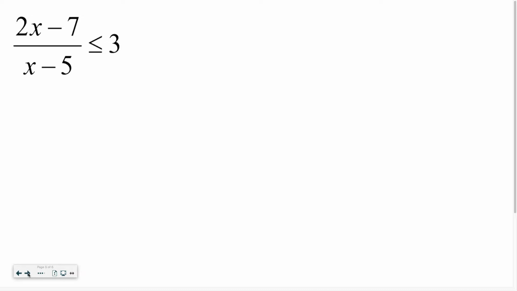Now some of you are getting really excited because you're ready to find the zeros and the vertical asymptote. However, what is the problem? Oh, we're not compared to 0. That is the first thing you have to do. If you don't have that inequality sign with a 0, then you better fix it. So, in this case, we need to subtract that 3 over.